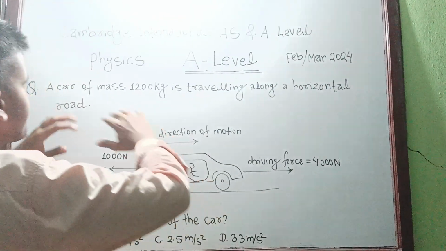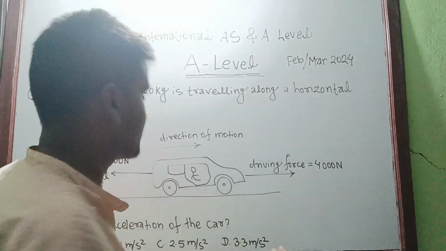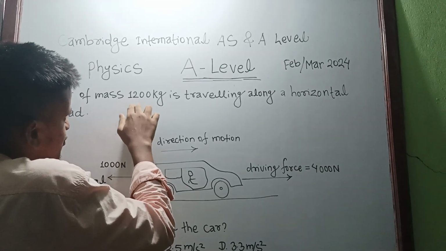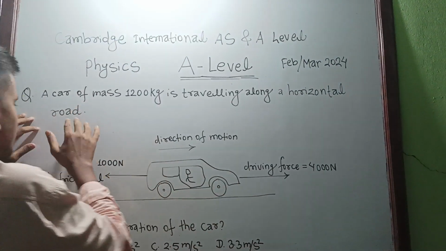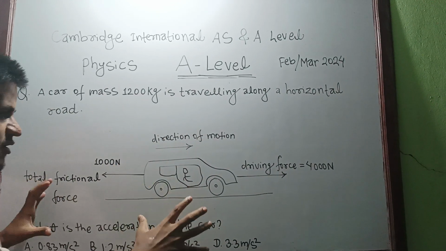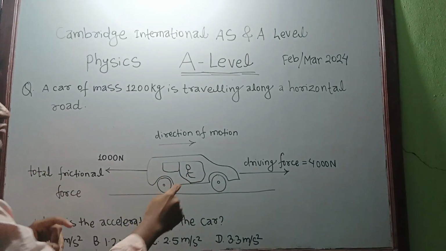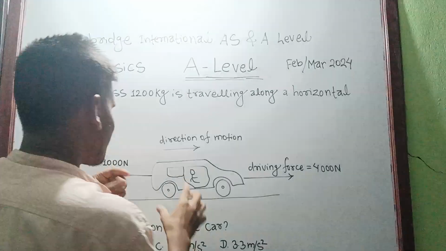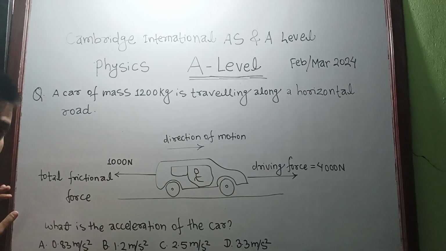So this question is from physics. This was interesting, so I just picked out this one. See here, a car of mass 1200 kg is traveling along a horizontal road. Now see here, this is the schematic diagram. This car is traveling, and here's our question.